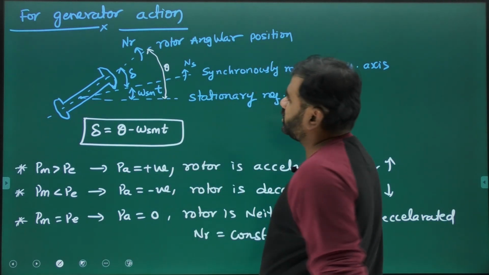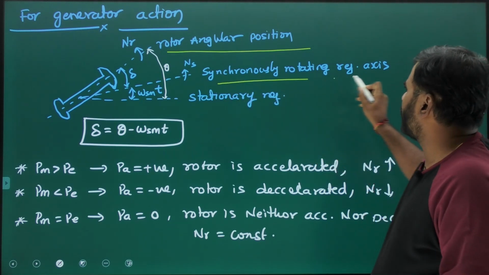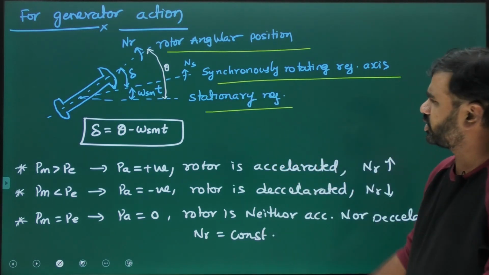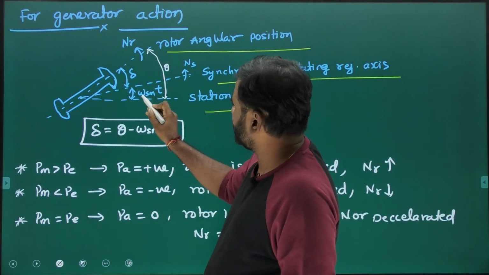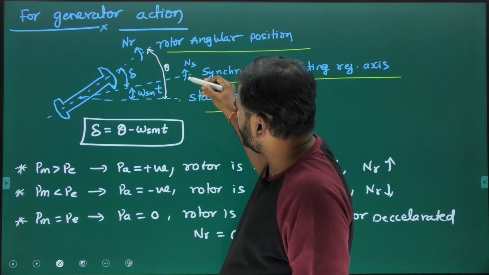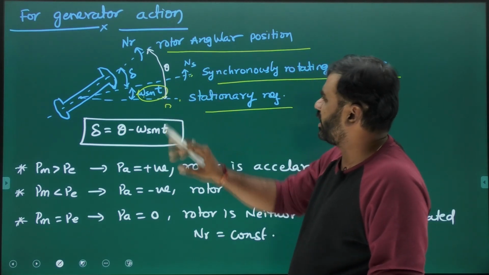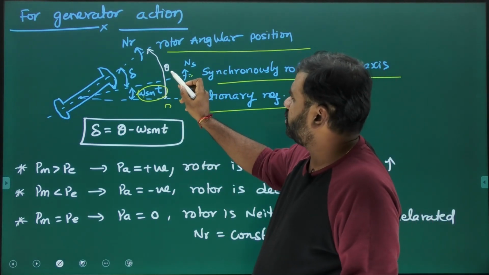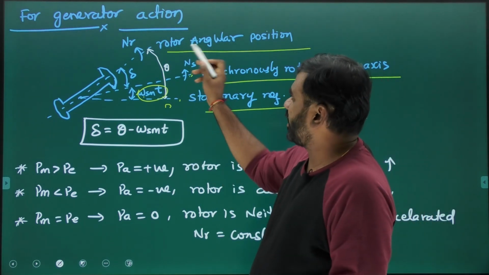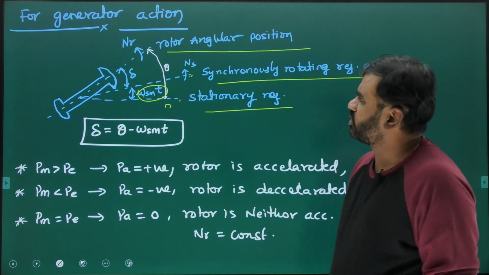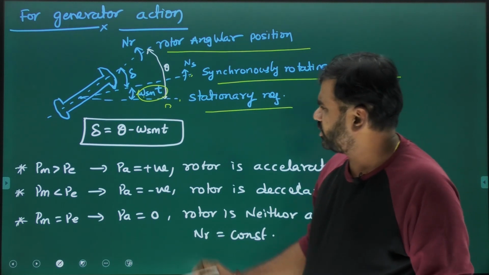Now the second thing is, for generator action, the rotor angular position is always ahead of the synchronously rotating reference frame. This is a stationary reference axis, just for understanding I have written here. This is rotating at synchronous speed, that's why initially these two are coincident. With respect to time, the phase angle between these two will be omega sm into t, where theta is the rotor angular position measured with respect to the stationary reference axis, and delta is the rotor angular position with respect to the synchronously rotating reference axis, and this is the relation.